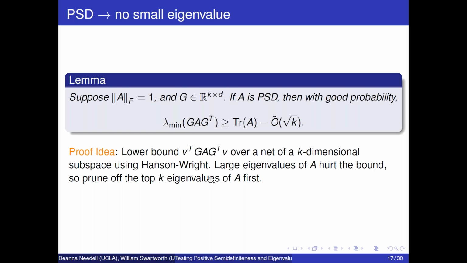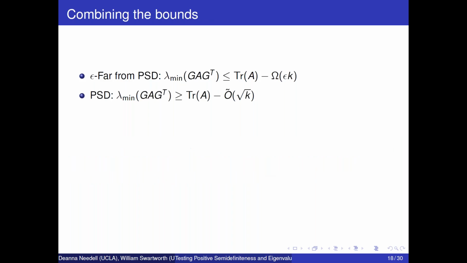Okay, so basically it's just a net argument. Look at all possible vectors V and argue this quantity V transpose GAG transpose V is at least this amount. And therefore the minimum eigenvalue is also at least this amount. I'll skip the details of that. But let me just summarize what we've shown, because now we can conclude with our final bound.